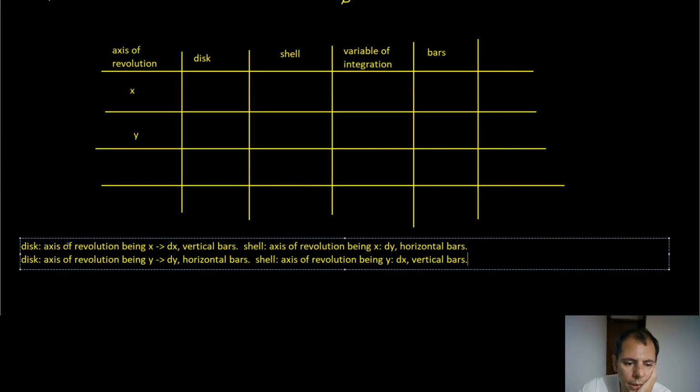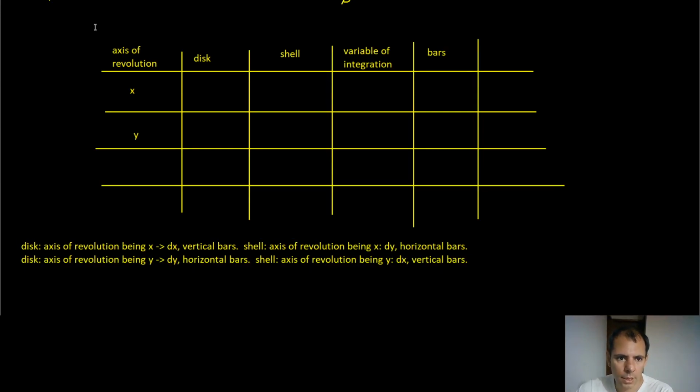Let me think before I get this out. In a disk, the axis of revolution being x, you're gonna have all those disks stacked along the x-axis, and the bars are gonna be vertical. If you're using a shell, the axis of revolution being x, you're gonna be integrating with respect to y with horizontal bars. This is right, and the thing is the opposite. Yeah, this is something that you can memorize. I don't know.